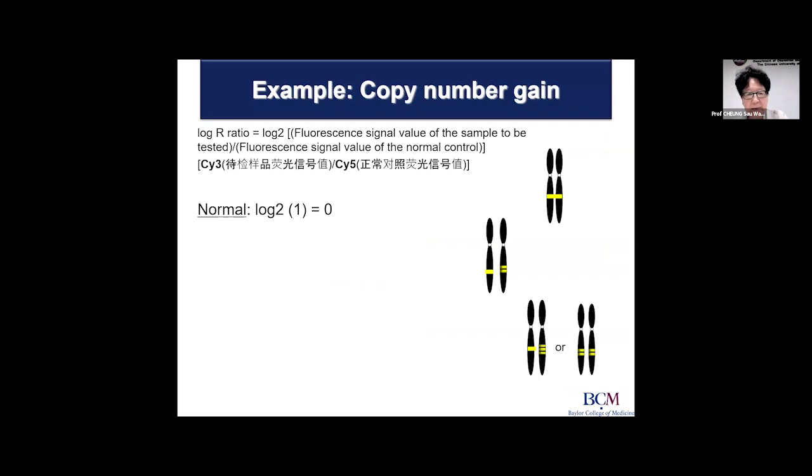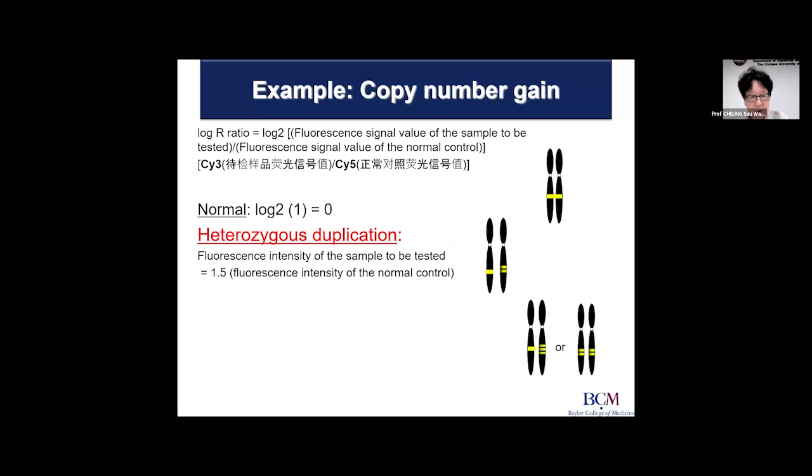Example of copy number gain. So normally, you have two copies, but sometimes the patient has 3 copies. So one chromosome is normal, and the other one has 2 copies. So the ratio is 1.5, and the log2 ratio would be 0.5. But there's another one, which is homozygous deletion or homozygous duplication or triplication.